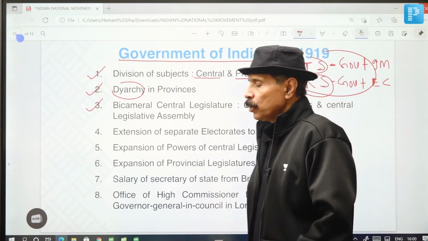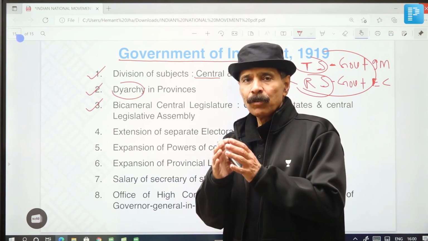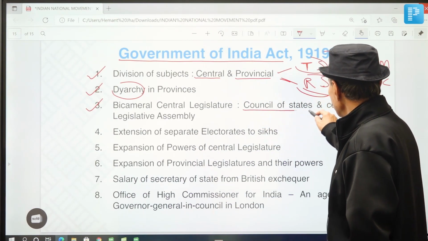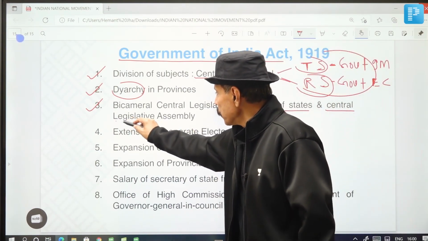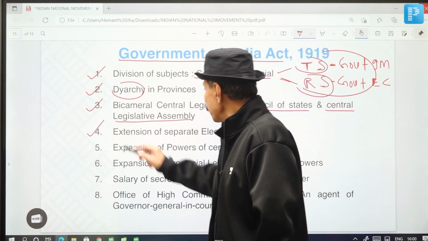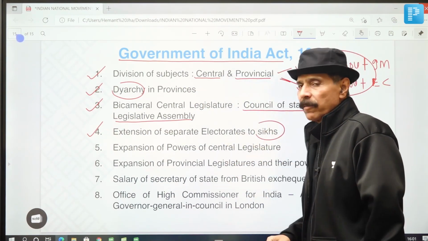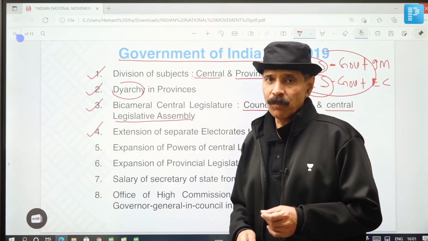Point number 3 is bicameral central legislature. Central legislature was unicameral before this. This act provided for two houses in the central legislature. One house, Council of State, this was upper house, and the second house, Central Legislative Assembly, this was the lower house. Next is extension of separate electorates to Sikhs and others. The Act of 1909 had introduced separate electorates for Muslims.